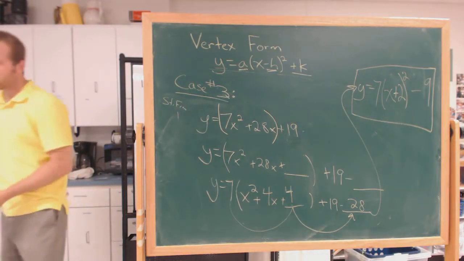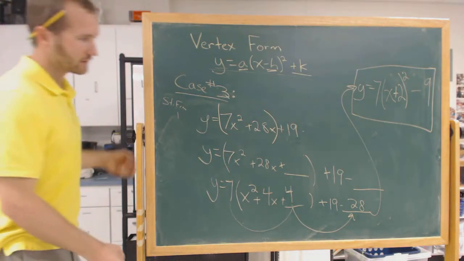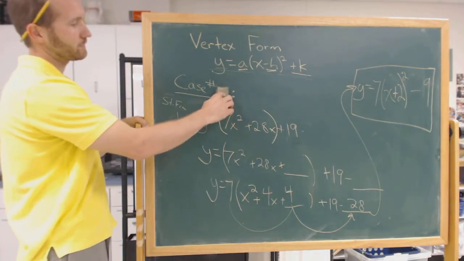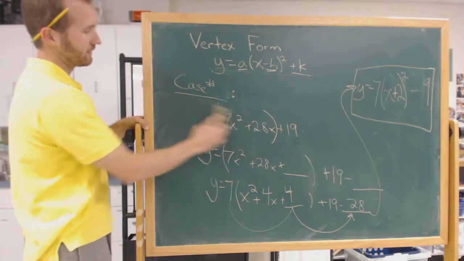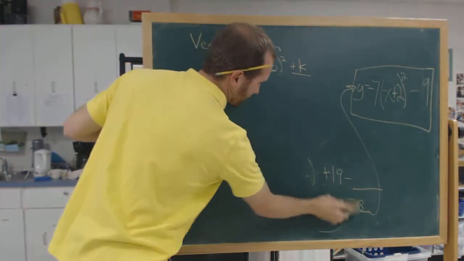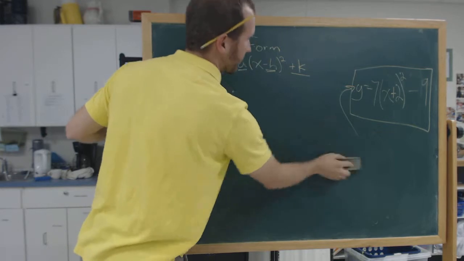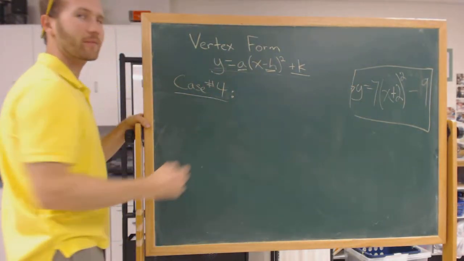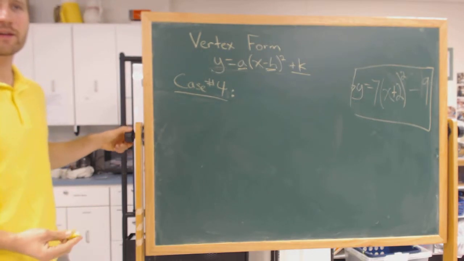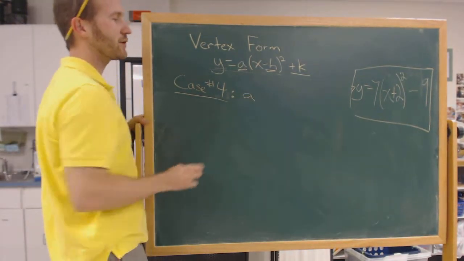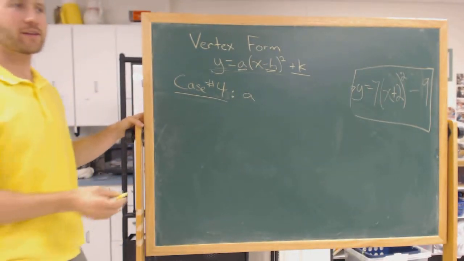Okay, we have one more case, which I'll call case 4. It's a mathematical case. Does anyone want to guess what case 4 will be? Case number... Well, we've done A as 1, we've done A is greater than 1, A is less than 1.